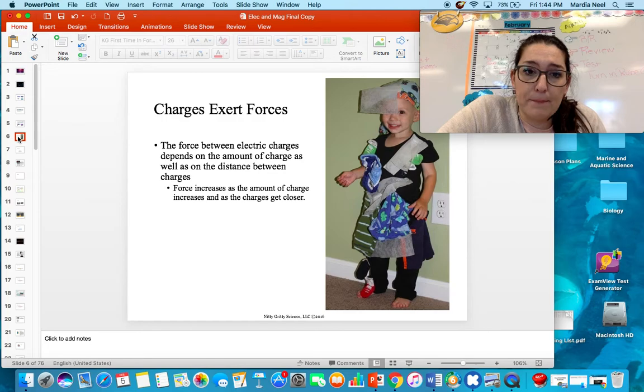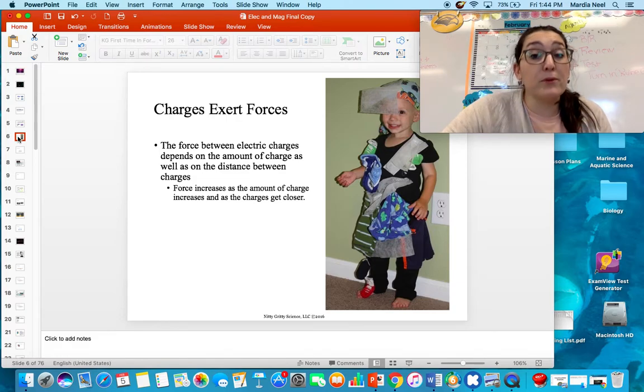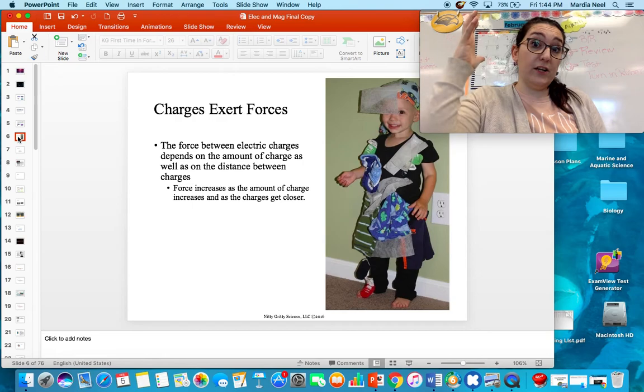The same thing happens as the charges get closer. So the further away they are, it doesn't really have that much of a pull on it. If a balloon is on the other side of the room, it's not going to let your hair stand on end. But if the balloon is really close to your hair, it's going to stand on end.